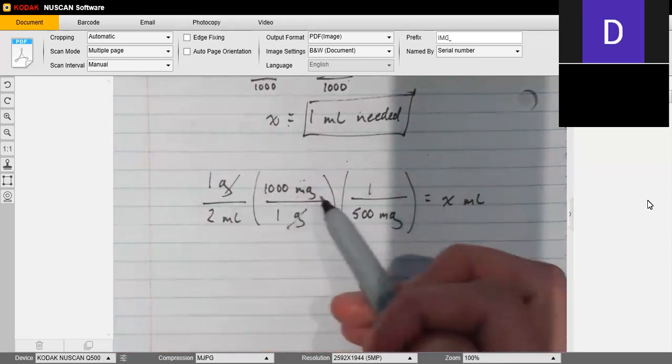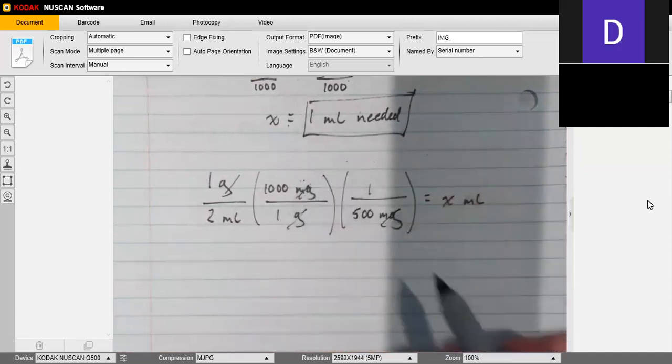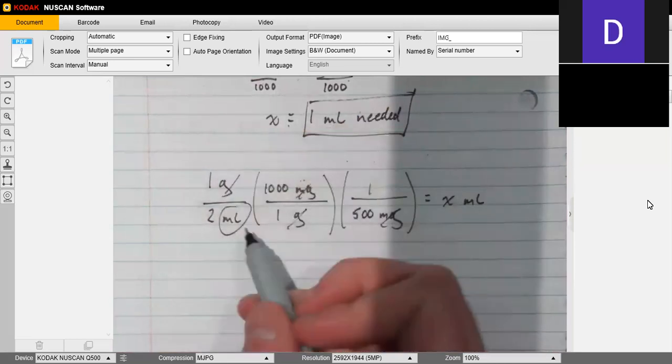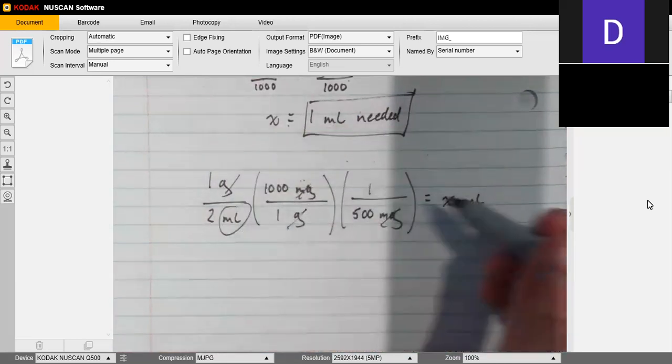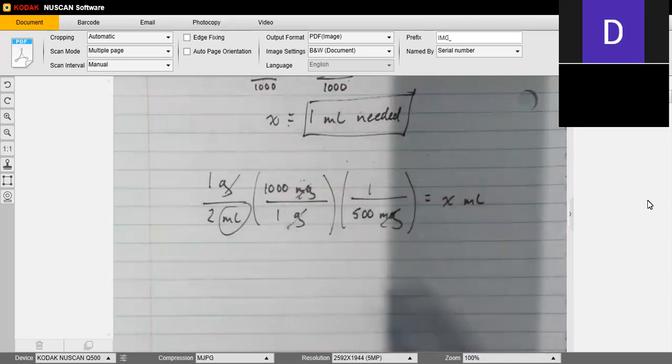The milligram on the top and the milligram on the bottom cancel out, and all that's left in our problem is milliliters. So we know that is our solution because it hasn't canceled out. There's no milliliter on top or anything to cancel out that milliliter on the bottom.